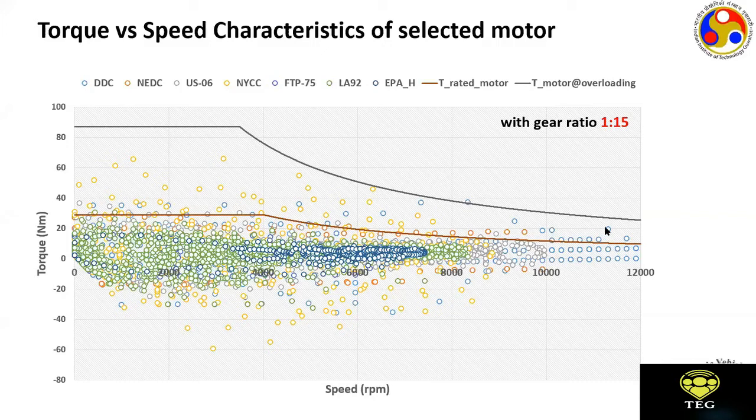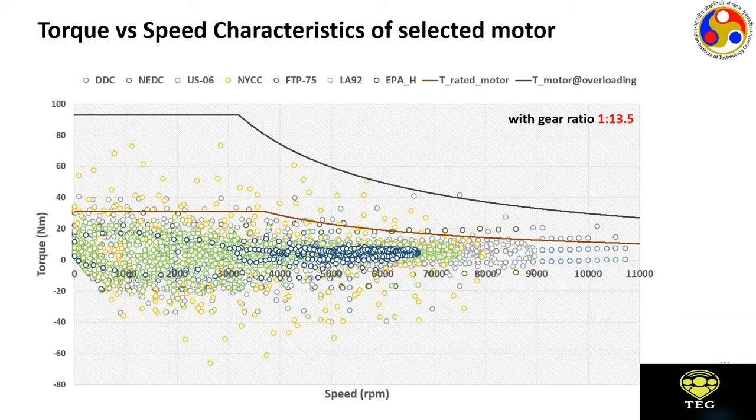If we have such a machine, then we are sure that we will not overheat the motor. We will be sure that the motor would be able to meet each and every torque requirement, and that all the expected performance of the vehicle would be met by the motor. So this was the scenario for a gear ratio of 1 is to 15.